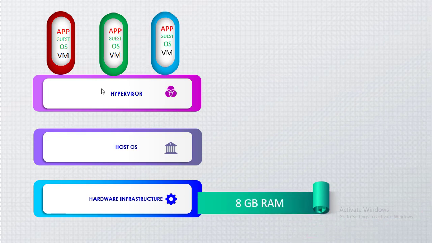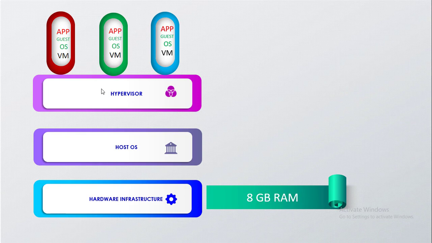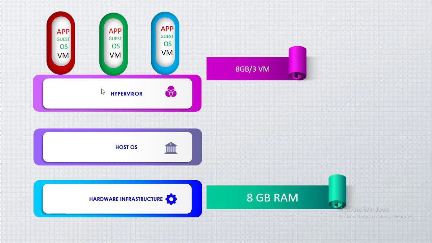For example, your hardware infrastructure has 8 GB RAM, and you are creating 3 virtual machines on the hypervisor. So you need to share your resources: your RAM, your processors, your memory, your network adapter. You need to share everything. After that, you are able to run it.